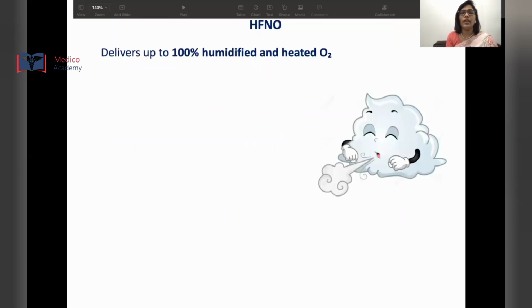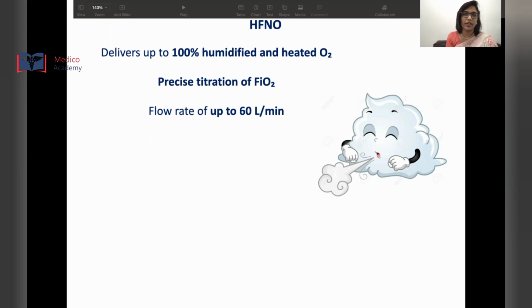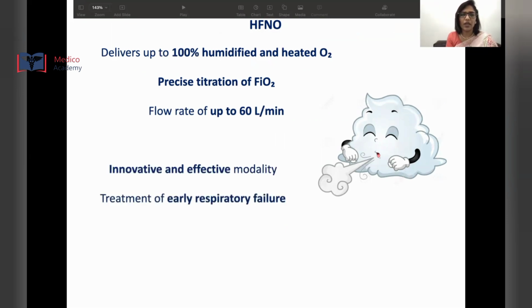So when you use high flow nasal oxygen therapy, it delivers 100% humidified and heated oxygen. That's the beauty of high flow nasal oxygen therapy. And also there is a precise titration of FiO2. The flow rates that can be used in high flow nasal oxygen therapy are 20 to 60 liters per minute. So this is an innovative and effective modality which can be used in the treatment of early respiratory failure. I repeat the word: early respiratory failure.